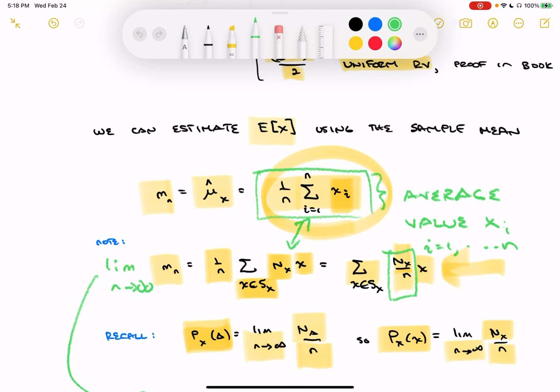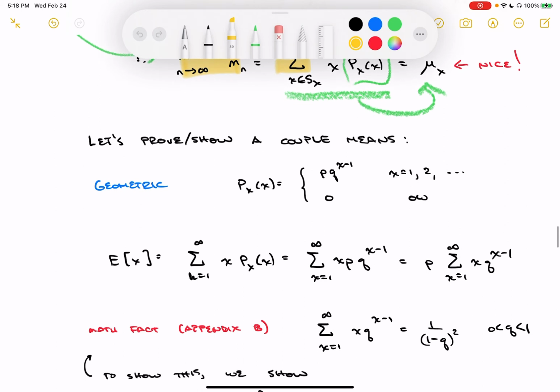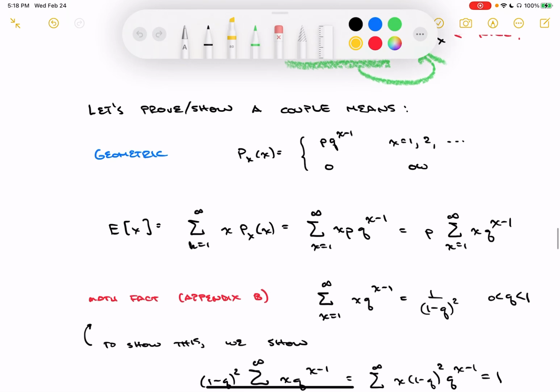So at least as n goes to infinity, this idea of an average converges to my expected value of X. It is a nice estimate, something called a consistent estimate. We won't get into the mathematics of that, but it's a good estimate for our expectation. So let's go ahead and do some proofs of a couple means. I've already written these out for the most part because the proofs themselves are kind of tedious, but I'd like to give you an idea of how it works.